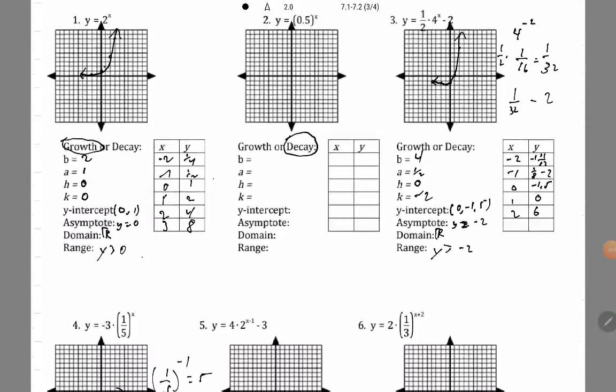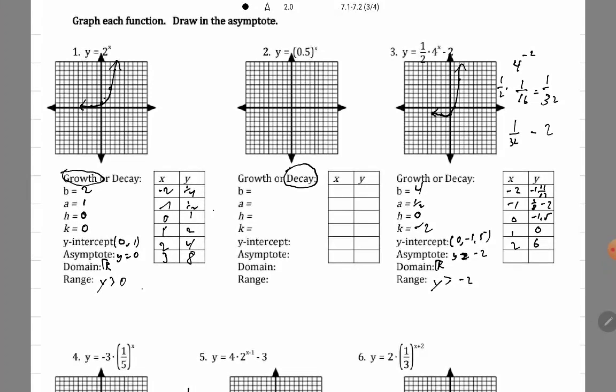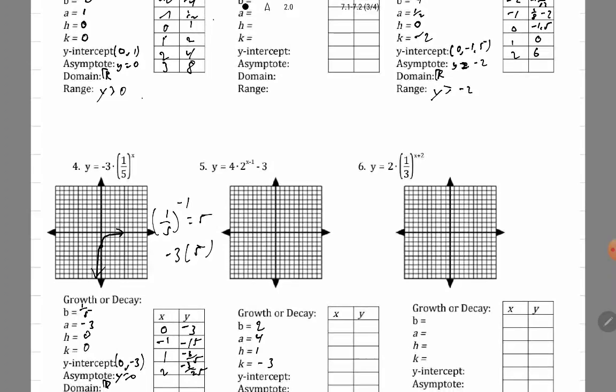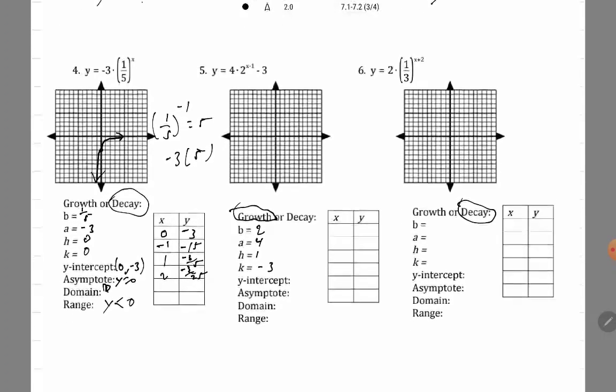Oh yeah, so let's look at these really quick. So it's increasing from left to right, so this is a growth. Second one's a decay, this is a growth. This would be a decay function. Our b value is growth, and then decay. So I'm looking at our b value. If it's a fraction, it's decay. If it's bigger than 1, it's growth.